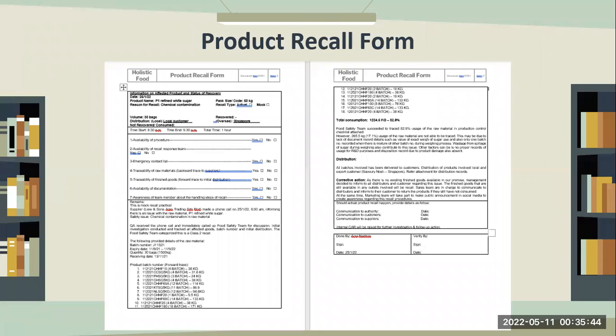This is a mock recall done early this year. This form is used to conclude the recall.